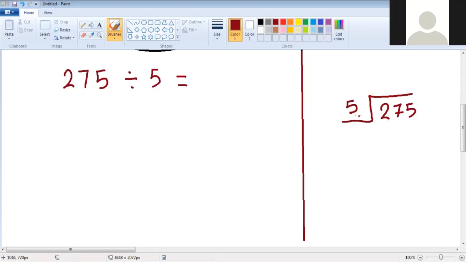Can we divide 2 by 5? No. Of course not, because 2 is smaller than 5.